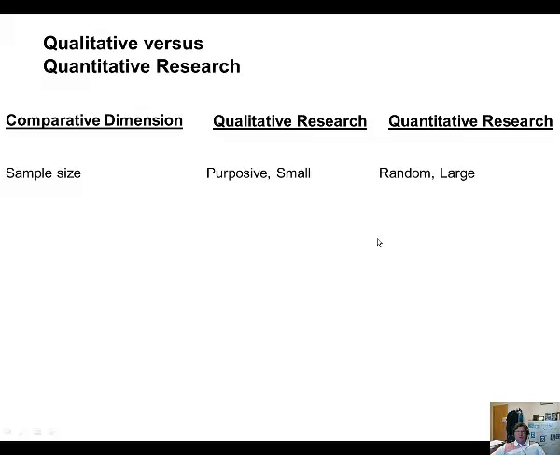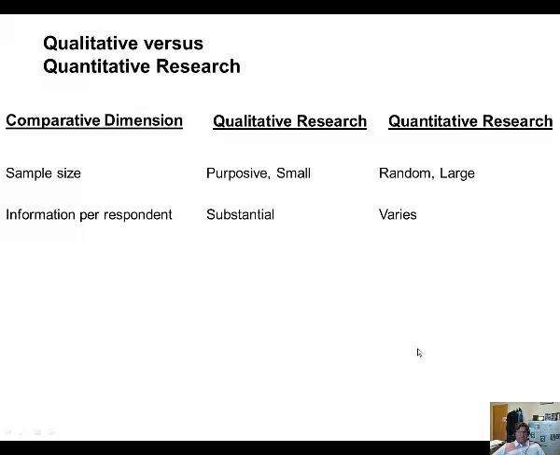Number two, we really don't care about sample size in qualitative research as much as we do in quantitative research because we're not concerned about generalizability. We have large sample sizes in quantitative research because we have to have a certain power and effect size, and we have to be able to statistically show that we can generalize from the sample to the population. Qualitative research isn't necessarily trying to do that. That's why a small sample size is okay.